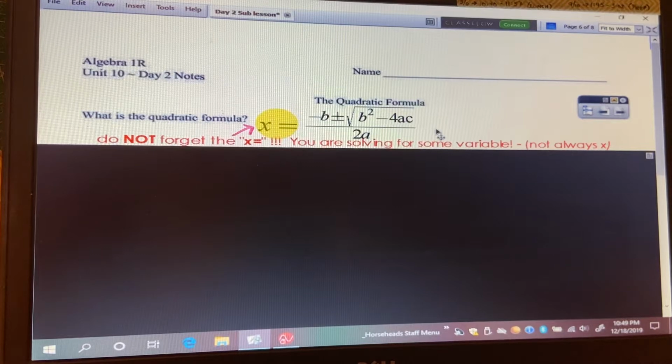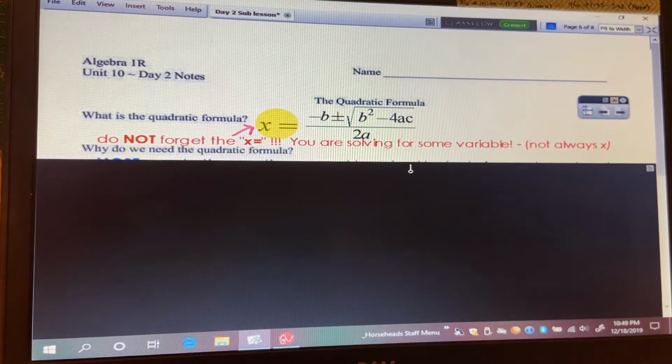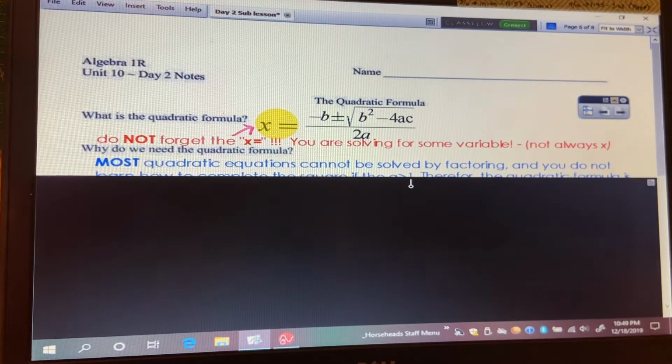Okay, so your A, your B, and your C will all be coefficients from your quadratic equation. Realize there's a difference between the quadratic formula and the quadratic equation. This is the formula. An equation can be any x squared equals whatever. The formula is using this formula to find an answer. And why do we need the quadratic formula?